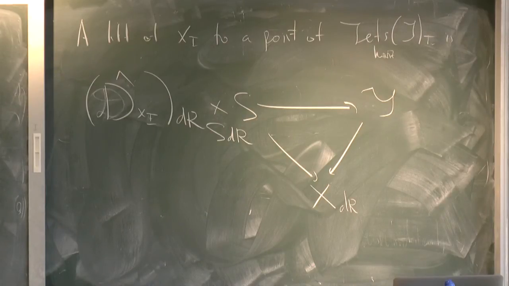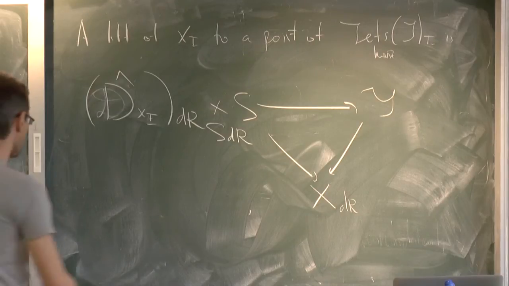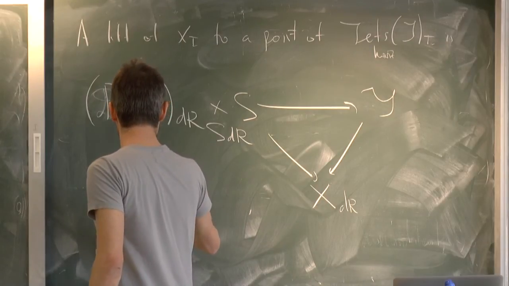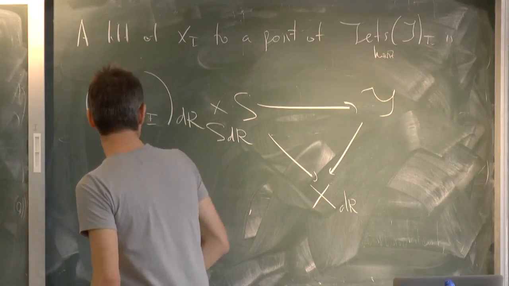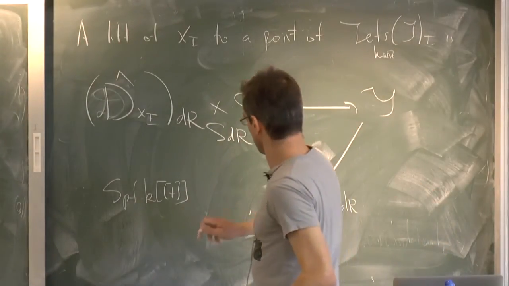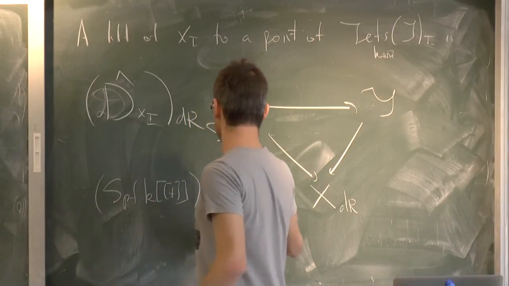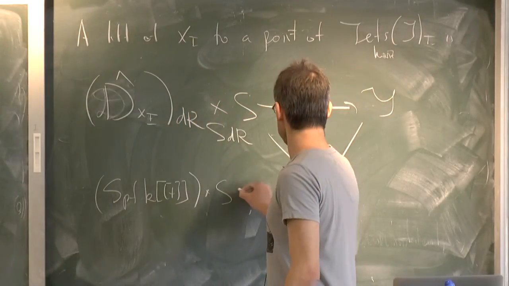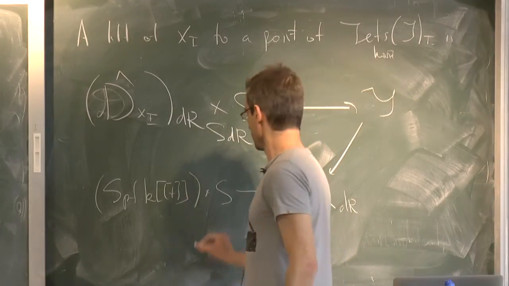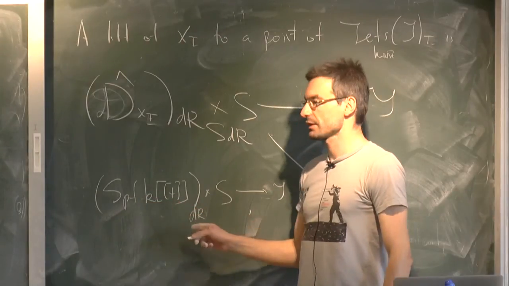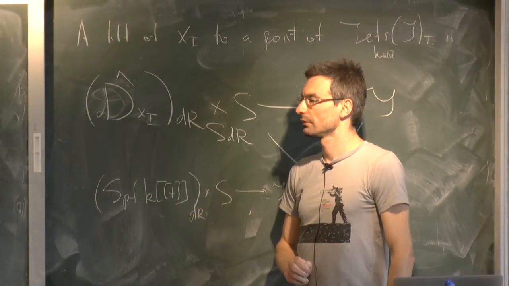So you should think. Let me do the case of one point. So in this case, I take the Spec of this times S, and I'm mapping it to Y. But now I'm taking a Spec of this de Rham. So my question is, what is Spec of this de Rham? What is it?